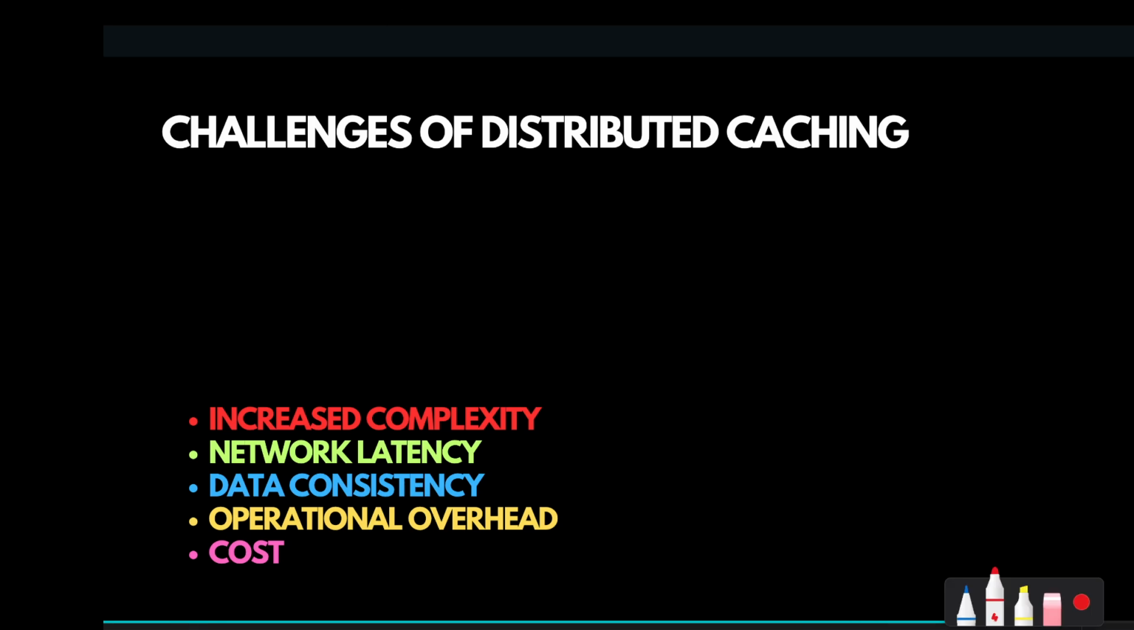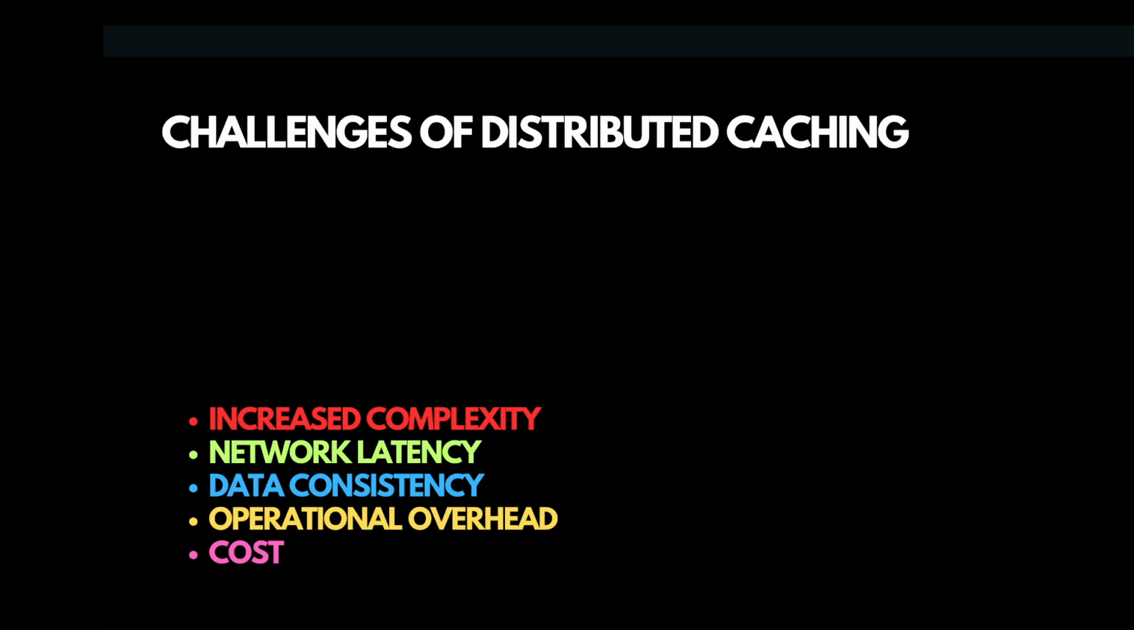So what are the challenges of distributed caching? While powerful, distributed caching isn't without its complexities. First, we have increased complexity. Setting up and managing a distributed cache cluster is significantly more complex than a single node cache. You're dealing with networking, data partitioning, replication, and fault tolerance.